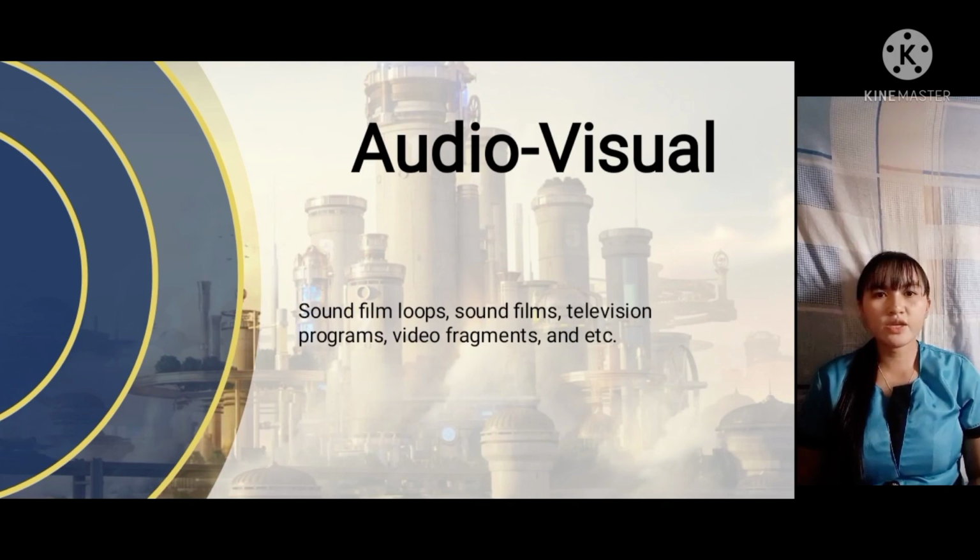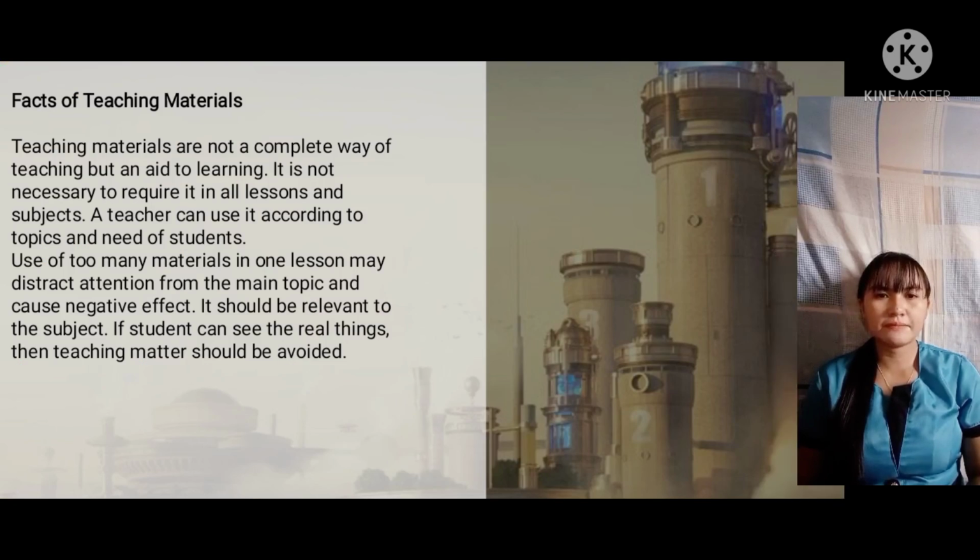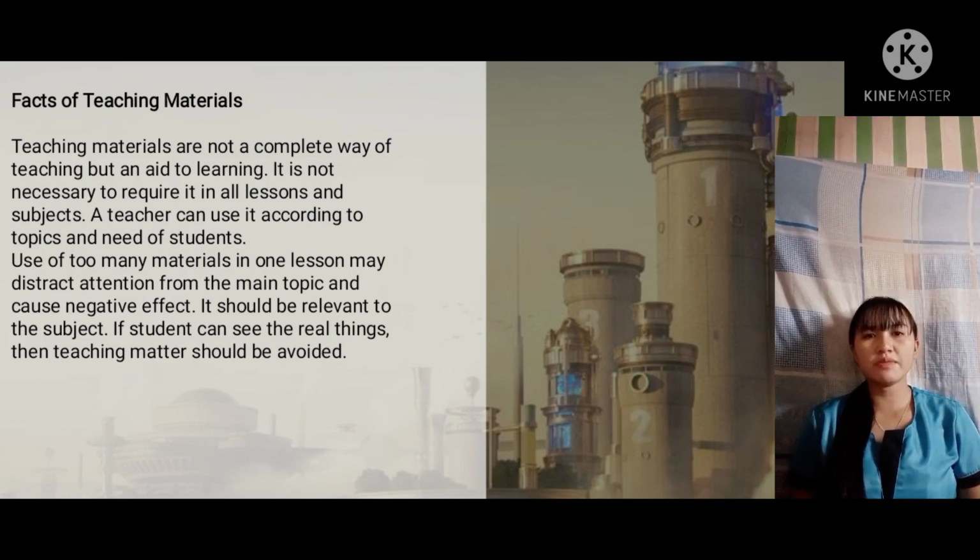And the third one is the audiovisual teaching materials. Audiovisual teaching materials are those things that can be understood by observing the visual aspect of anything. According to the Librarian Glossary, 1987, AVM is non-book materials like tape, sound film, loops, sound film, television programs, and video fragments.